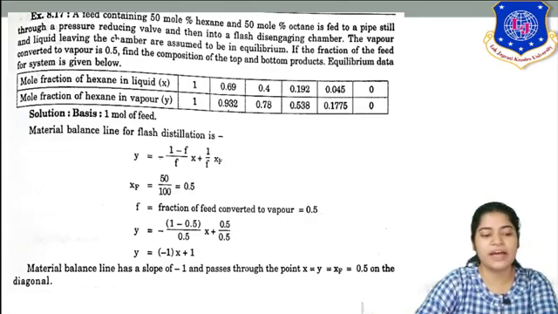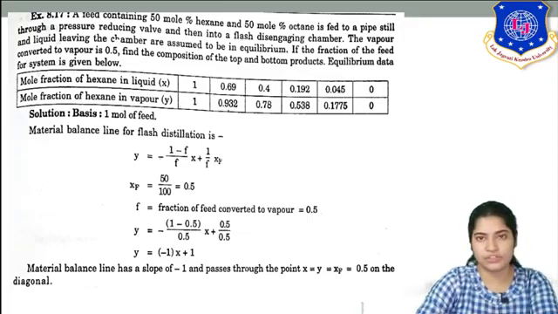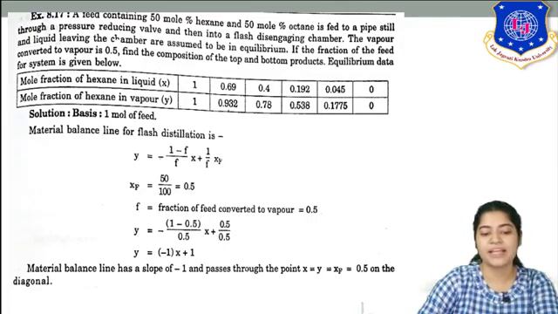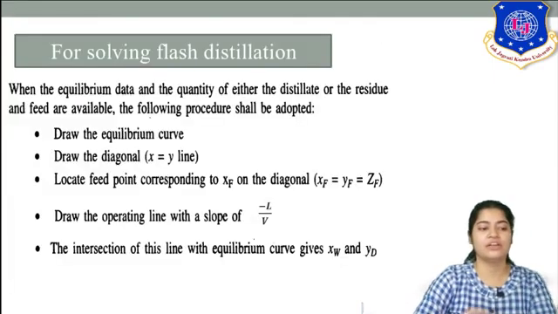Hence I calculated the slope. Your slope is again what? Minus (1 minus F) upon F. So what is your slope? Minus 1. So this equation, your operating line, has a slope of minus 1 and it passes through the point XF equal to 0.5 on the diagonal. Remember the steps again.